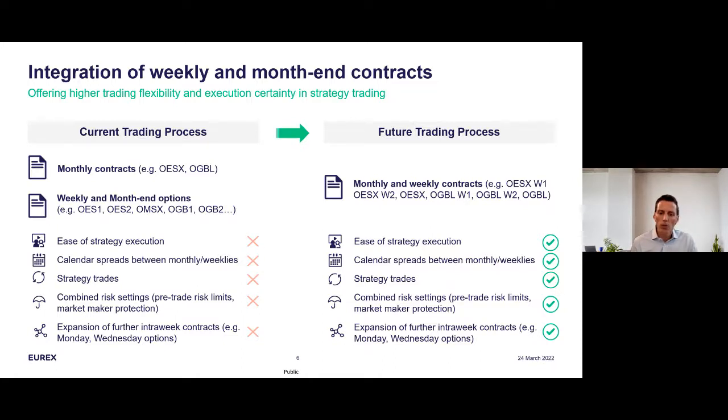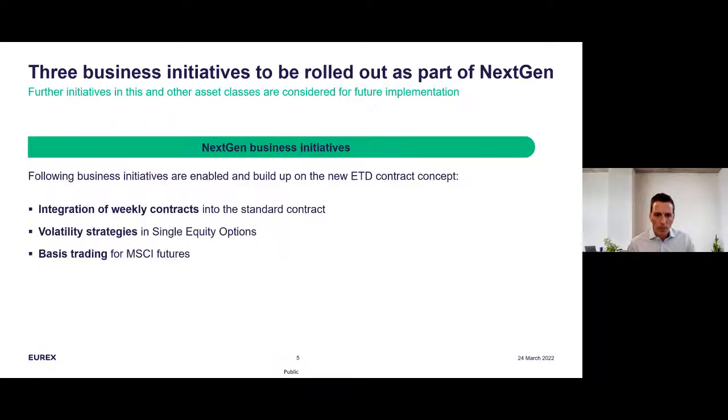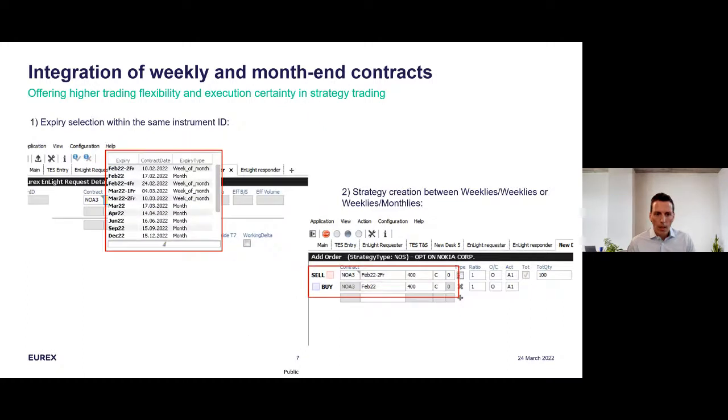Where do we want to go? We want to include the weekly options into the standard contract. In the example of Eurostoxx, we then have OESX week 1, OESX week 2. This will allow strategy trades in between the expiries. It will also allow combined risk settings in terms of market maker protection, and it will give us flexibility in terms of expanding towards, as described, Monday or Wednesday options. On the next slide, we see an example of how this will look.